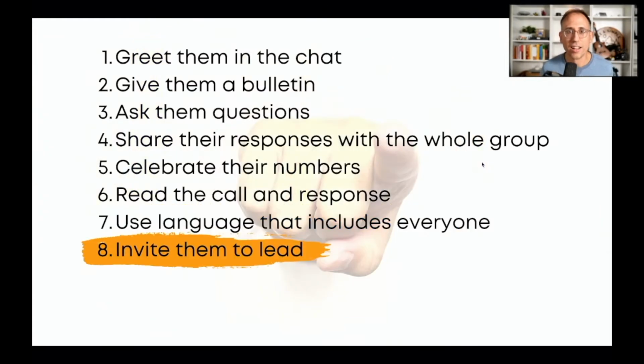Number 8. Invite them to lead. Invite these online worshipers to actually lead. It's not just a passive, open-mouth-insert worship service, but something where they get to be a cook in the kitchen, stirring the batter and cracking the eggs and making the thing and participating in the thing.